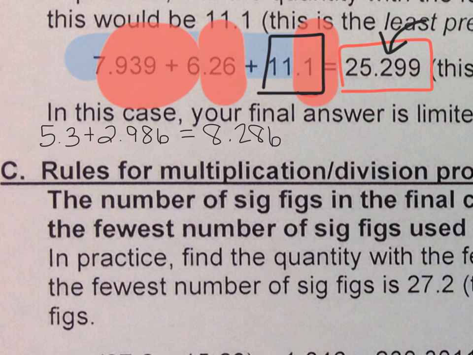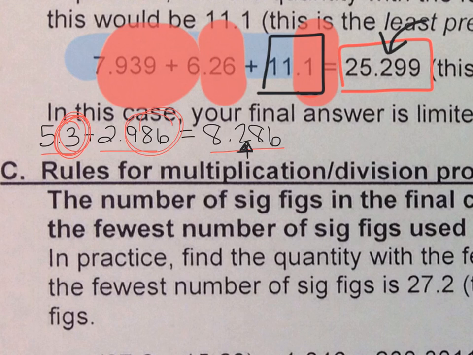Let's take a look at this next example. If you were to take 5.3 and add 2.986, you get an answer of 8.286. Again, first decide what your least precise number is, the least number of decimal places to the right. That would be right here, our tenths place. This one goes to the thousandths, so that's too many places. So we can only go one place to the tenths place. So I have to round to this digit, my tenths place on my answer.